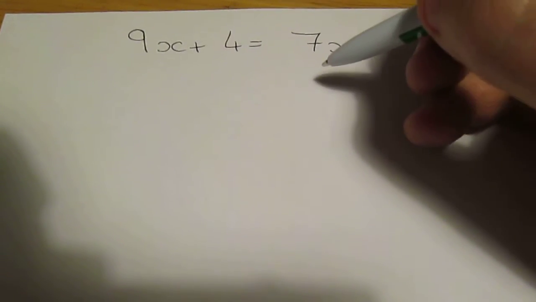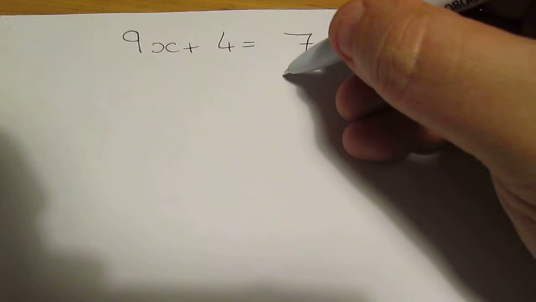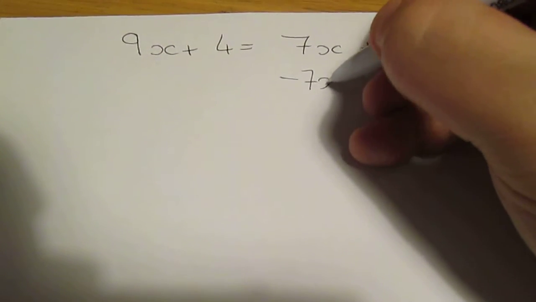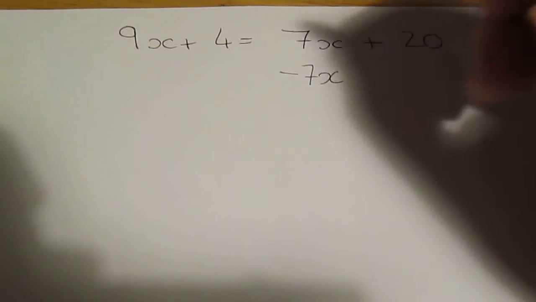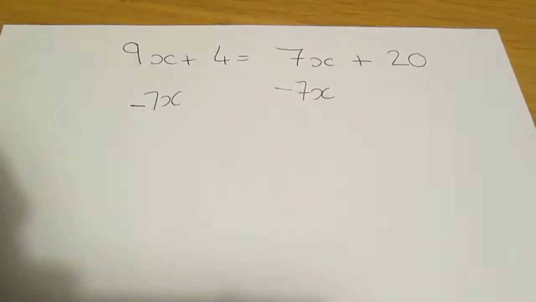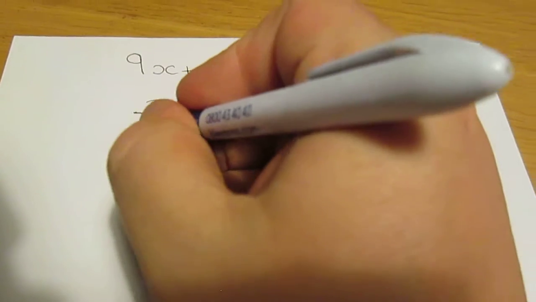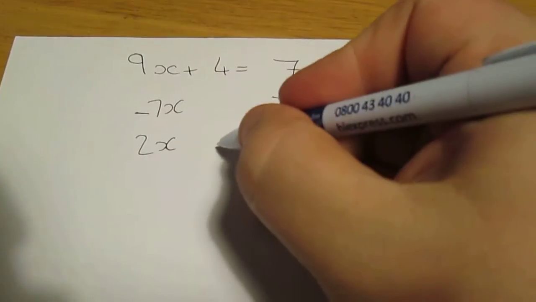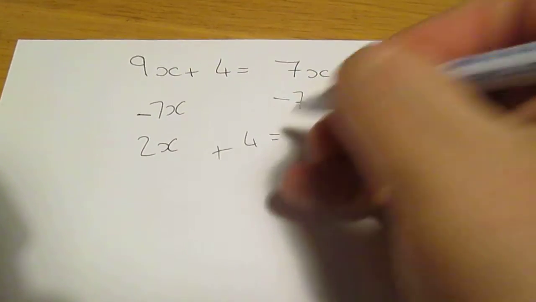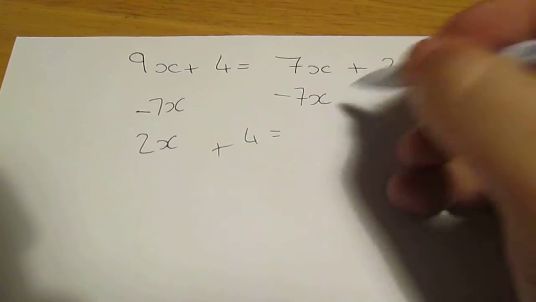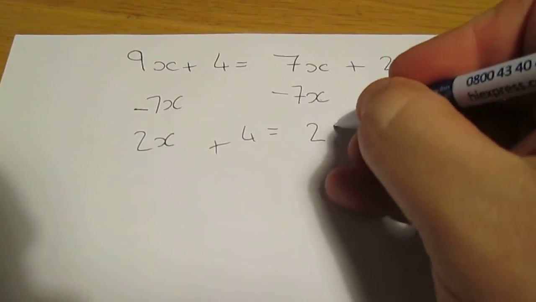So the first thing I'm going to do is look at this and go, I've got 7x's here, so I'm going to take all those 7x's off. But in order to keep this balanced, I've got to take 7x's off there as well. So on this side you're left with 2x add 4 equals, well those x's have vanished, and that equals 20.